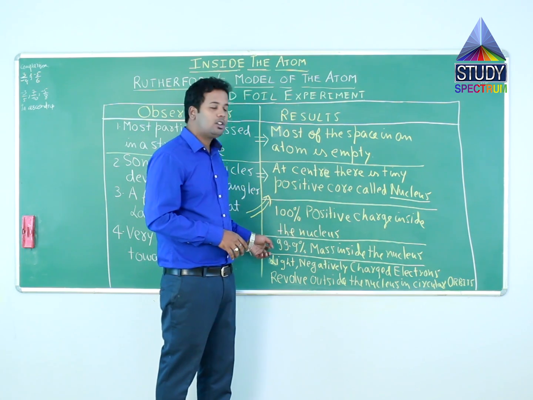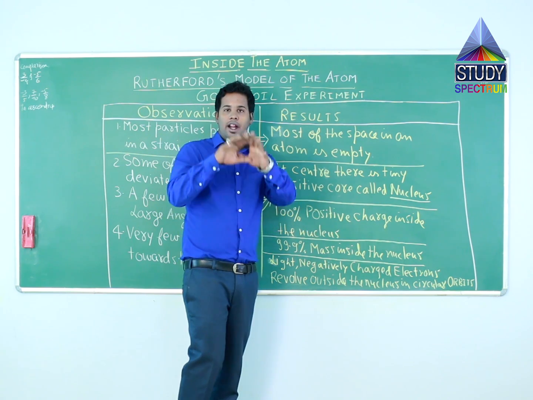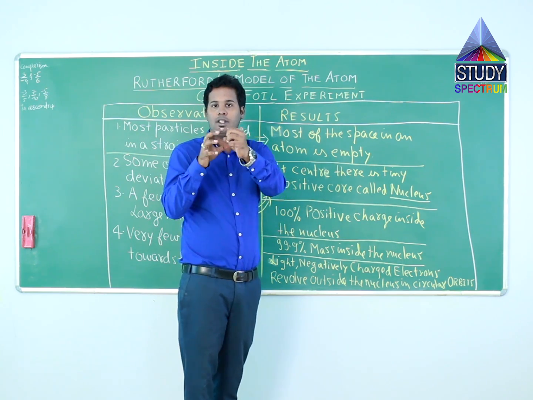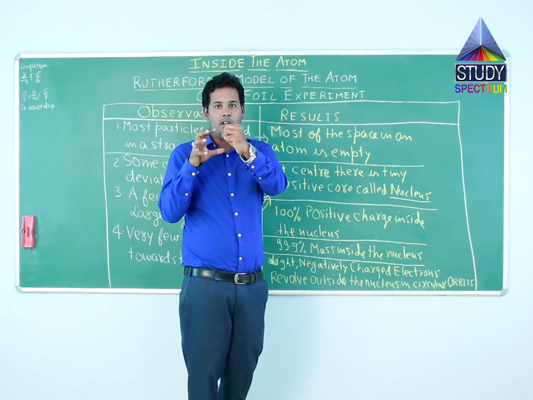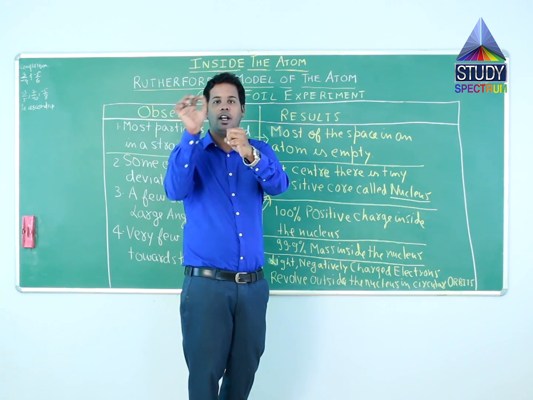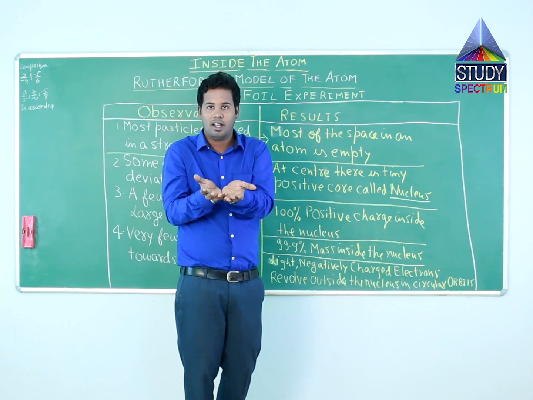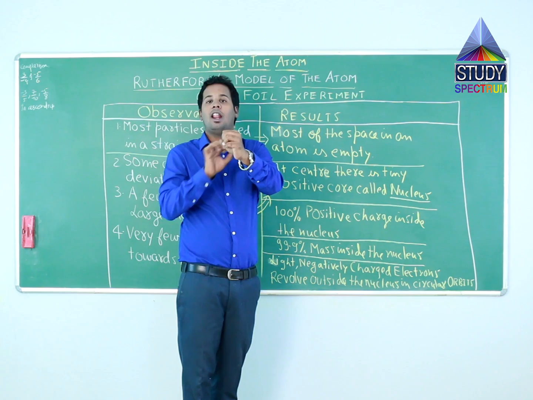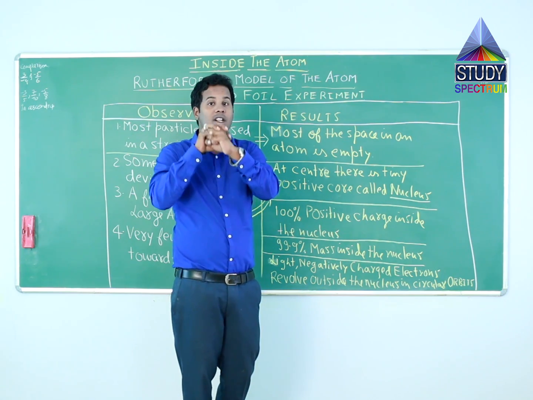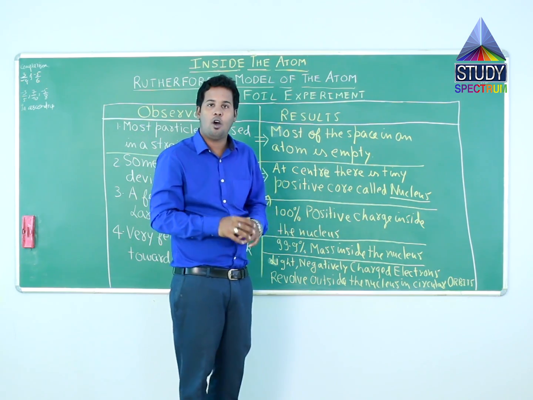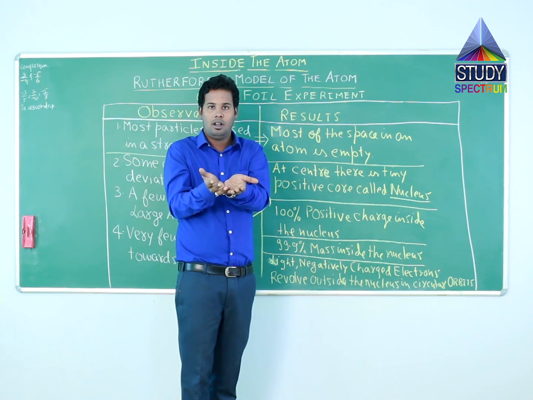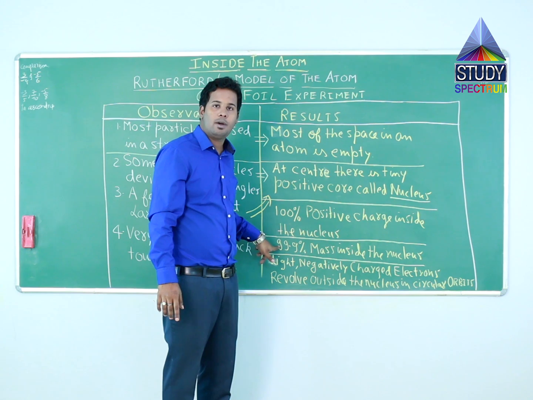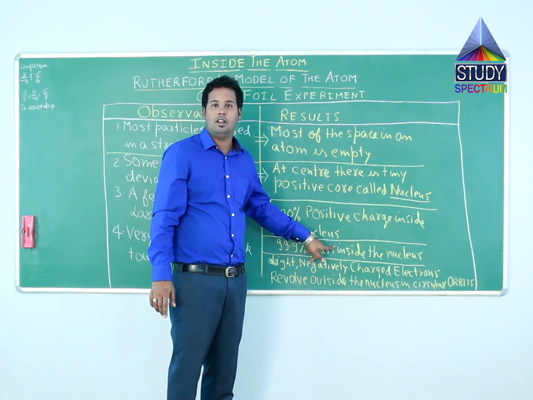Also, he gave the fourth result: since an atom is a neutral thing, correct? Atom is neutral, it means if 100% positive charge is inside that nucleus, there should be negative charges outside the nucleus to make the atom neutral, correct? Now, since these electrons, he found, are very light, it means 99.9% of the mass of the atom is inside the nucleus. So the fourth result he wrote as 99% mass of the atom is inside the nucleus.